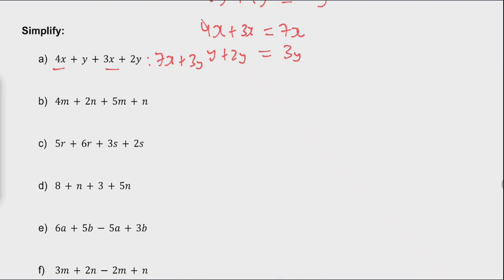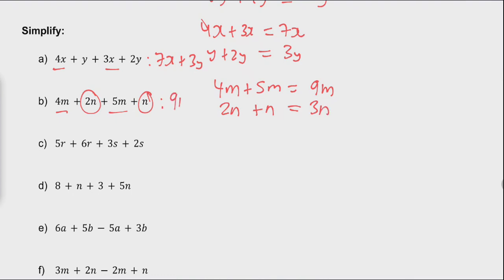Okay, let's do the next question. So what like terms do we have? We have m and we have our n terms. So let's deal with m first. 4m plus 5m, that is 9m. 2n plus n, that is 3n. Overall, you've got 9m plus 3n.